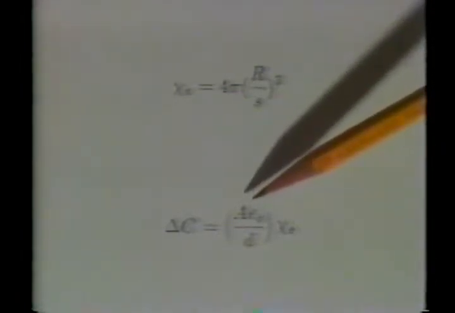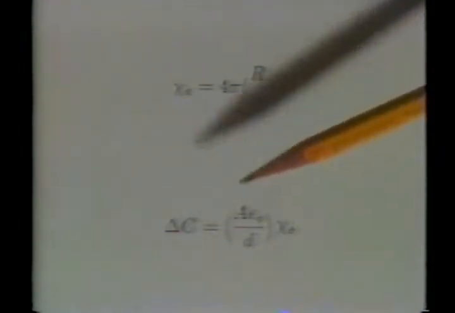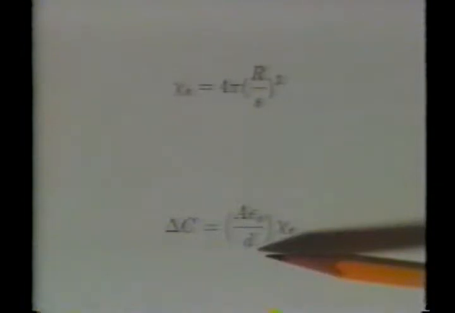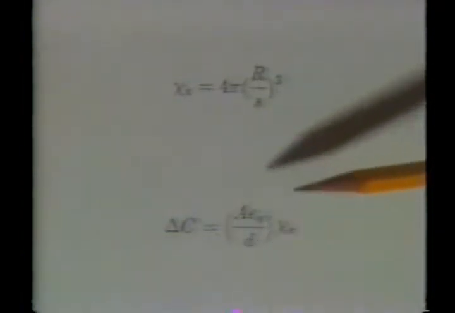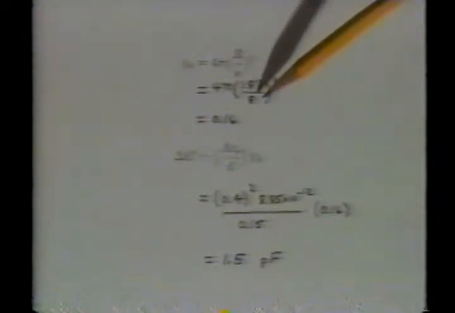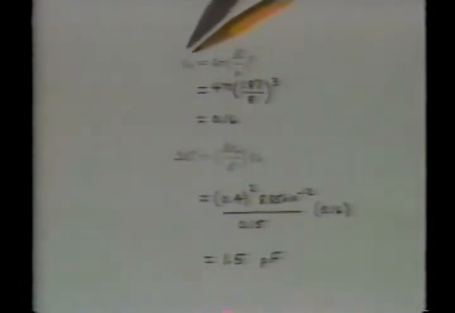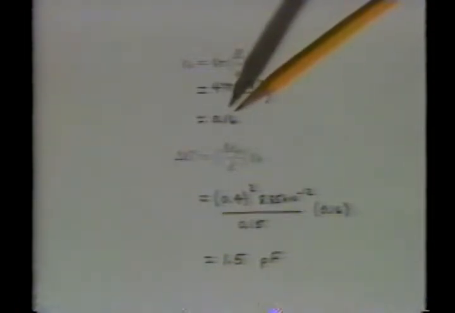To compute the resulting change in capacitance, we multiply the susceptibility we've computed by the electrode area, 0.4 meter squared, and the permittivity of free space, and divide by the electrode spacing, D, 15 centimeters. So the predicted change in capacitance is 1.5 picofarads.